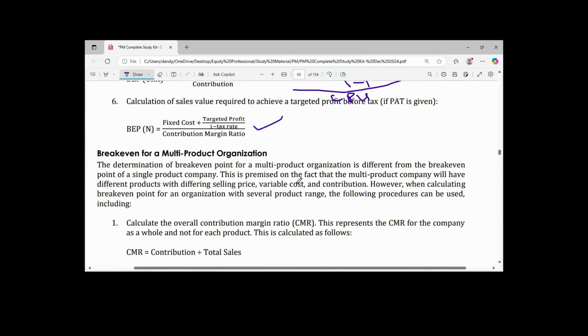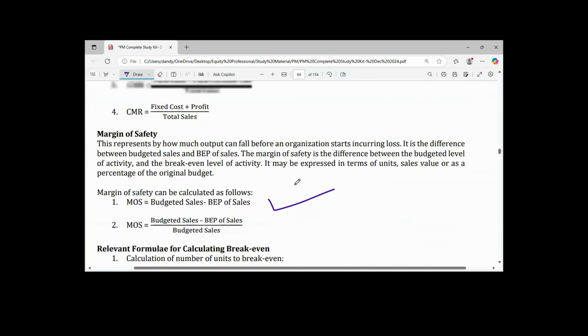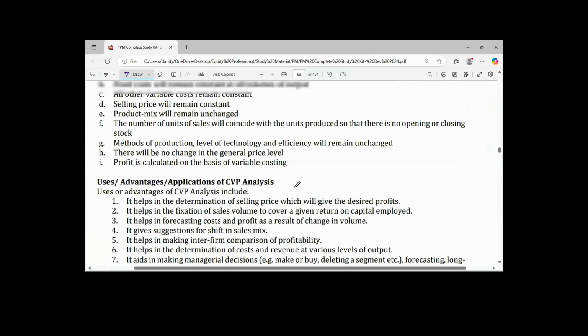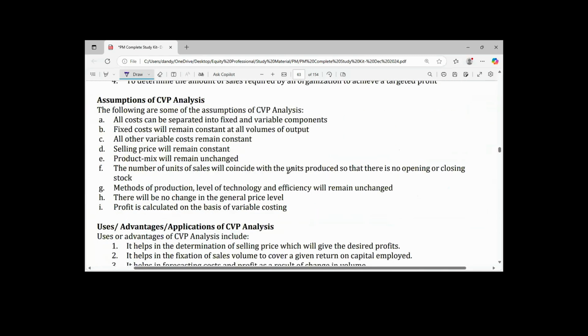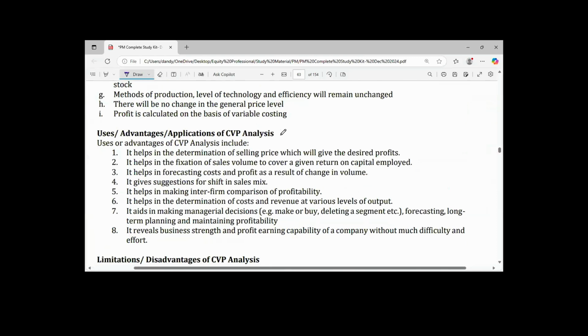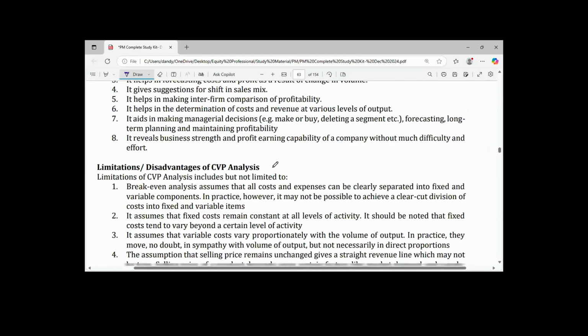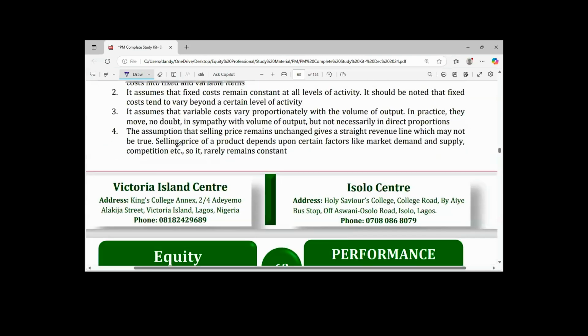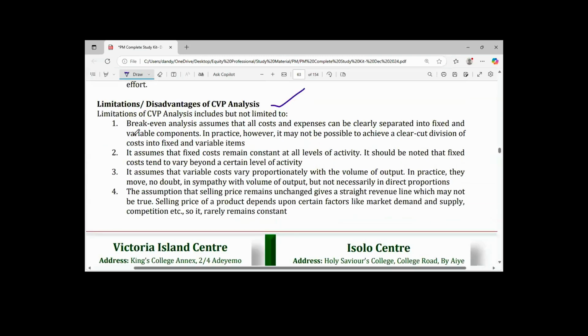Before we move to multi-product break-even, please, you need to read about the underlying assumptions of CVP analysis, the areas of application of CVP analysis, and then the limitations of CVP analysis. I will advise you to form a note. Write this in your notes. Write it down with your own hand so that the thing can sit down in your memory, because as you are writing with your own hand, the thing will be there.